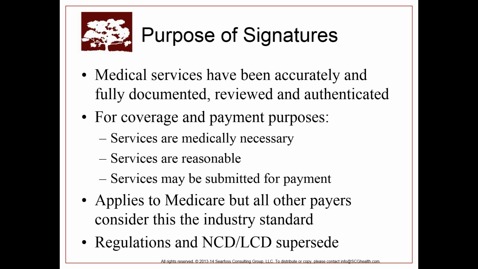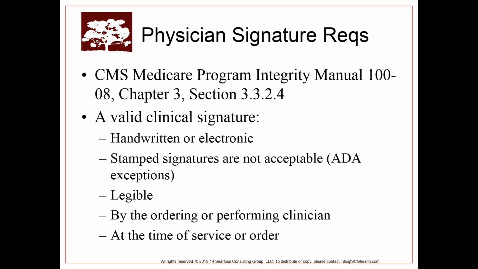So with that, what are the actual things that you need to know when you get into Medicare? What are the nitty-gritty items? Well, the first thing for you to check out is the Program Integrity Manual. This is really where you get into some of the do's and don'ts of working with the Medicare program. What it stipulates in Chapter 3, Section 3.3.2.4 is that a clinical signature needs to be handwritten or electronic.